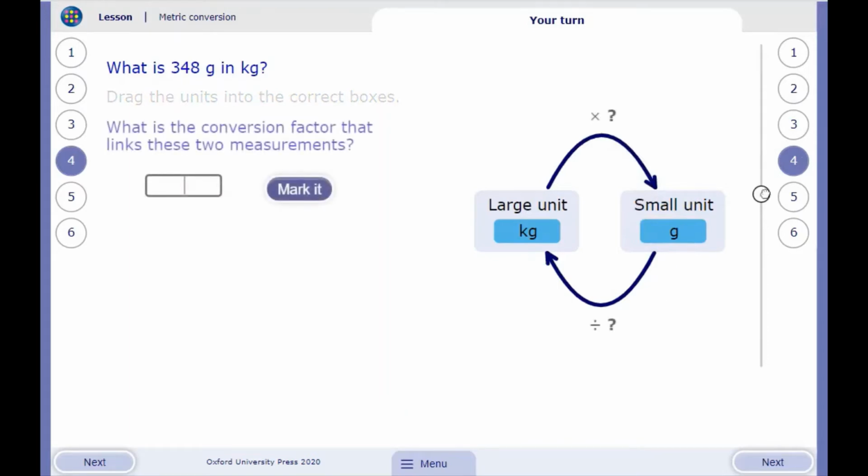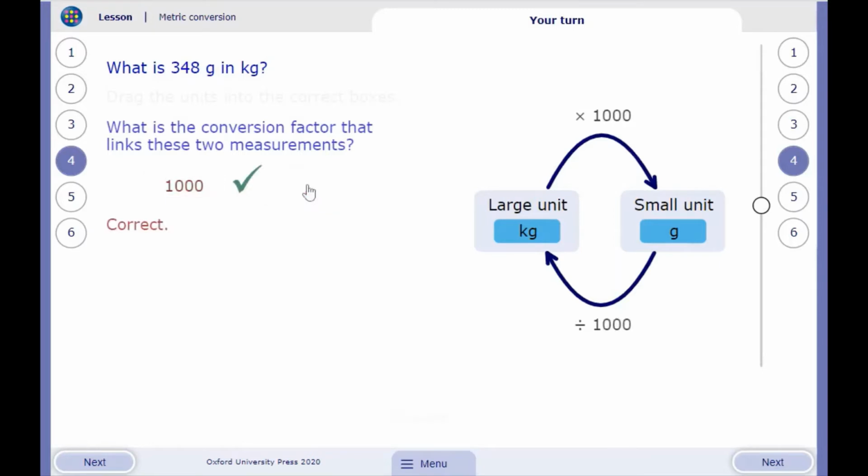Then the next section is: what is the conversion factor that links these two measurements? Now that's asking us how many grams are in a kilogram. How can we transfer between grams and kilograms? Kilo means what? 1,000. So there are 1,000 grams in a kilogram.